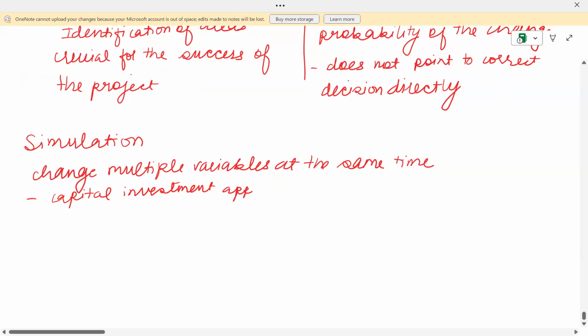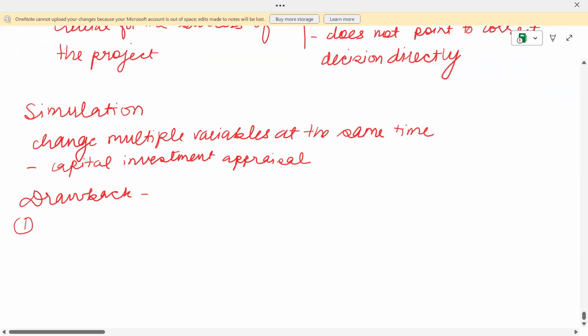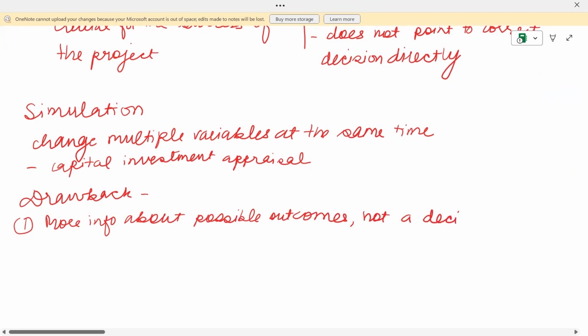Let's also talk about a few drawbacks that this technique has. What are the drawbacks of simulations? The drawback is that it's not a technique for decision making, but only a technique that will help you get more information about the possible outcomes.